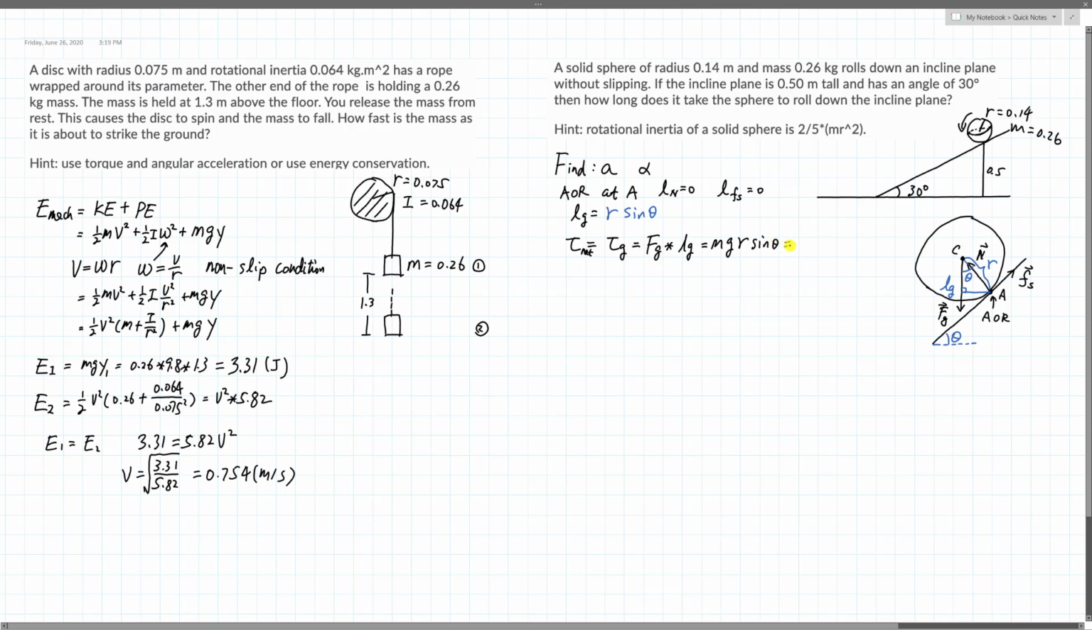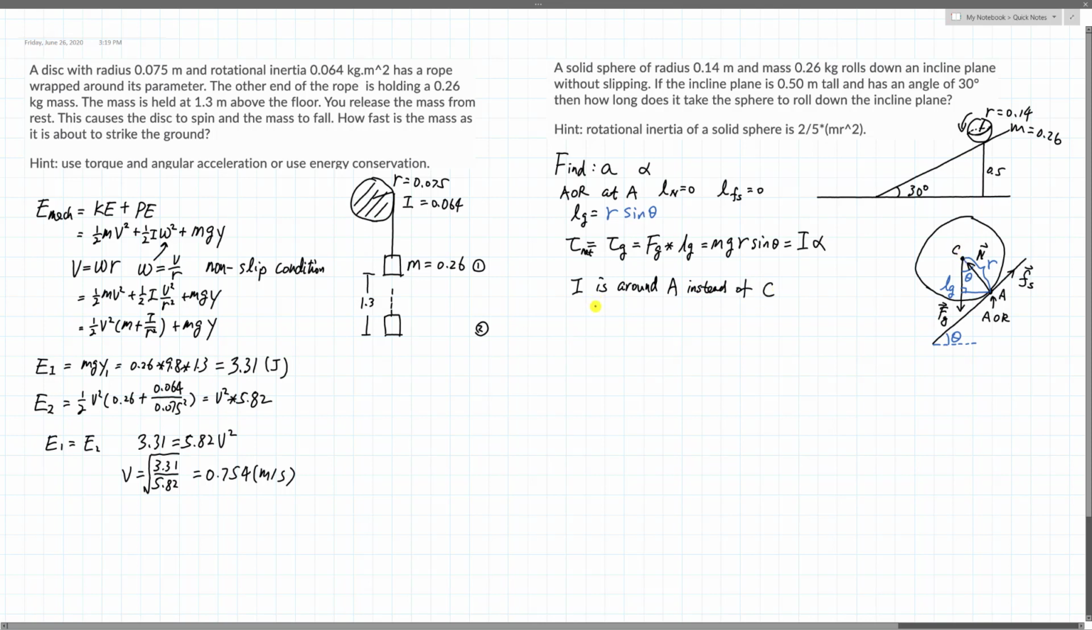Okay, so now we have the torque. The torque is equal to rotational inertia times angular acceleration. Since we have an axis of rotation here, the rotational inertia should be calculated around here. Just think about the sphere rotating around this point, not the center. So this rotational inertia is around A, instead of C, the center of mass.